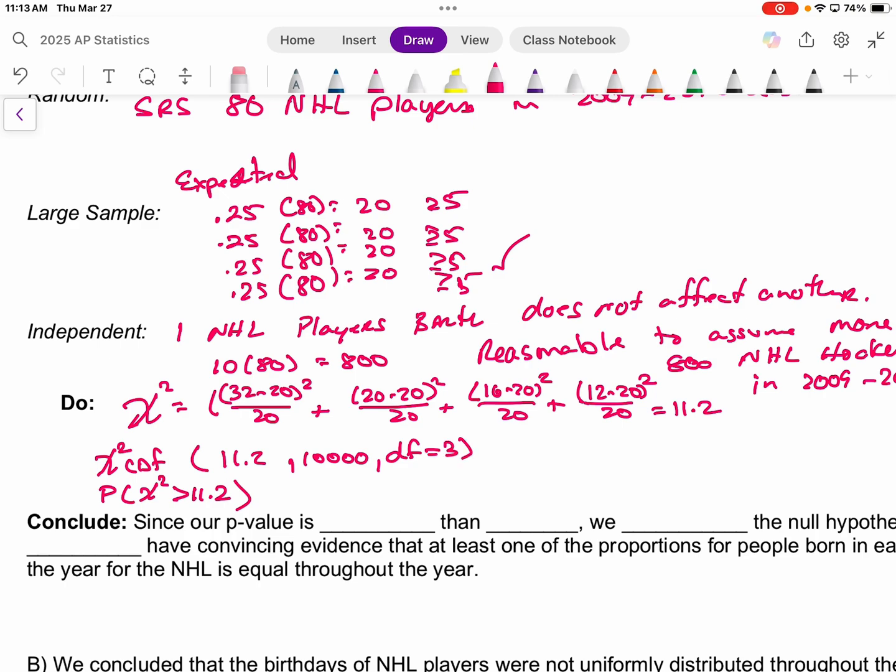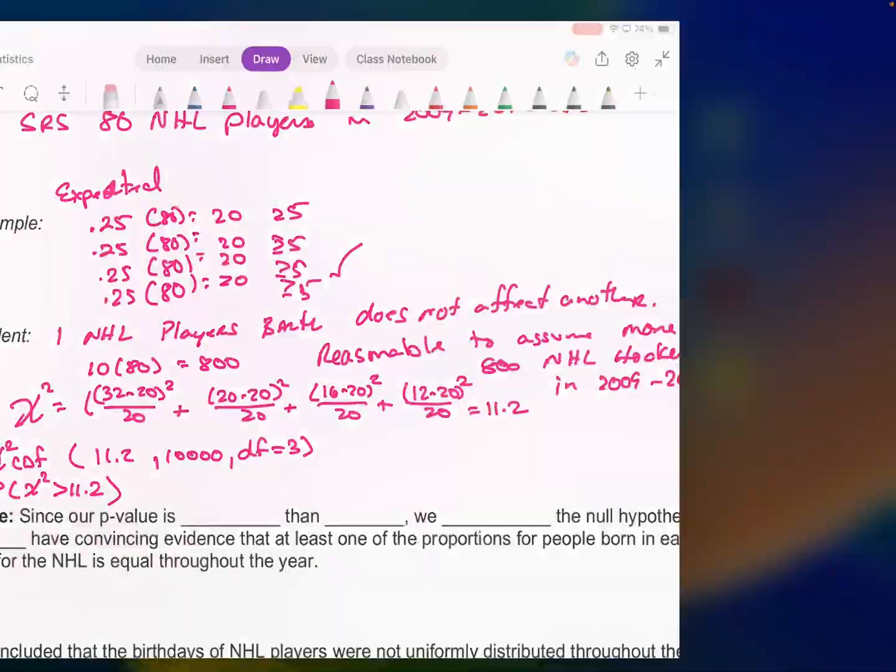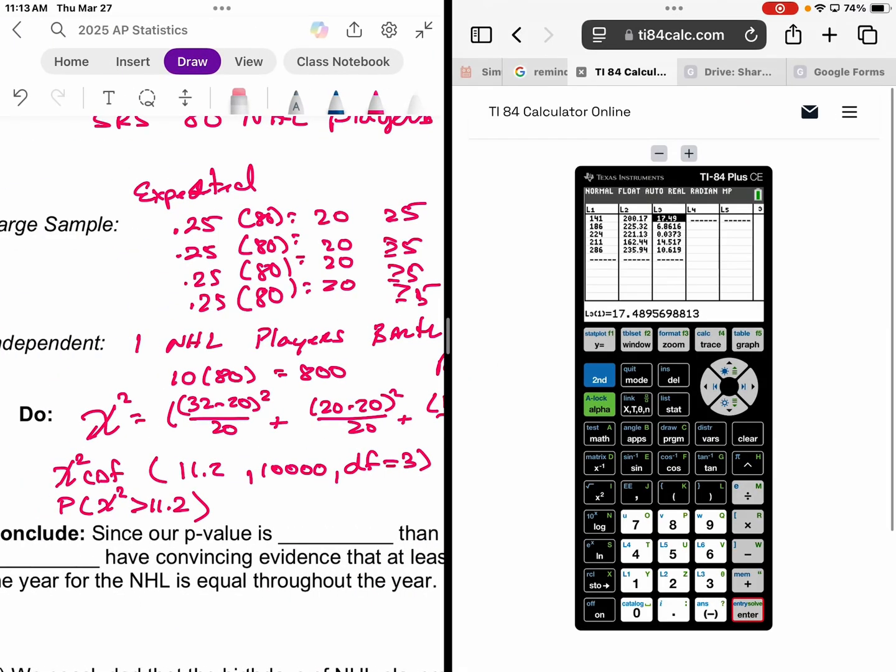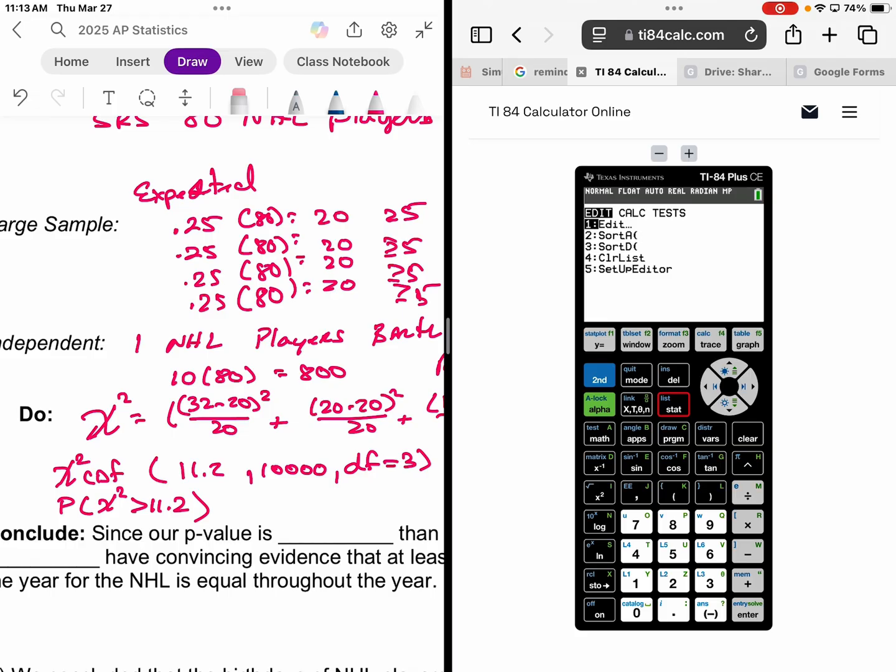All right, so let's go in here. And nope, I don't want to do that. I want to do second vars, chi-squared CDF, 11.2. Leave that alone. Change that to a 3. I didn't get out of the table mode. Dang it, I hate it when I do that.